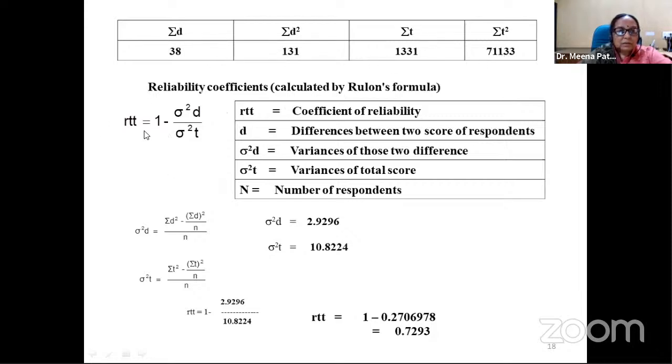Now apply on this: the reliability coefficient, the variance of the difference, the variance of total score, and the number of respondents. By applying these values, the variance of difference is 2.9296, and in the same manner the variance of total score is 10.8224. So by applying these values to the formula, we have a reliability of 0.72.